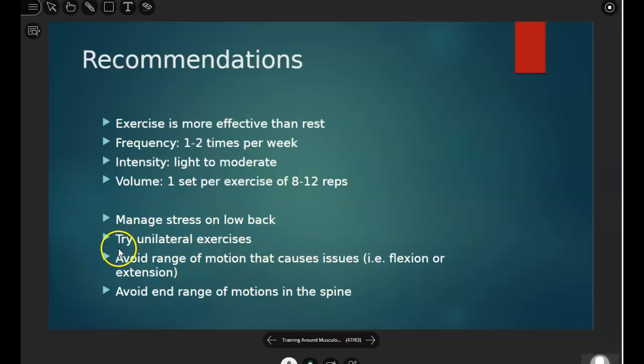Another thing we can do is try unilateral exercises, especially if we're working the lower body. Unilateral exercises like lunges or Bulgarian split squats are going to put a lot less stress on the low back. The other thing we're going to do is avoid end ranges of motion that might cause issues. If somebody goes into flexion at the bottom of a squat, we want to avoid that, especially if flexion is what's causing them pain.